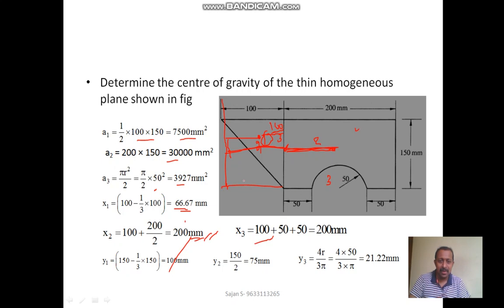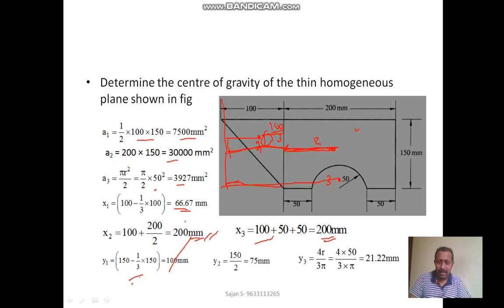X3 is the distance from the y-axis to the centroid of the third part. Here will be the centroid of the third part, which is a semicircular area. So this is the x3. So 100 plus 50 plus 50 is the x3. Okay. So the next are y1, y2 and y3.